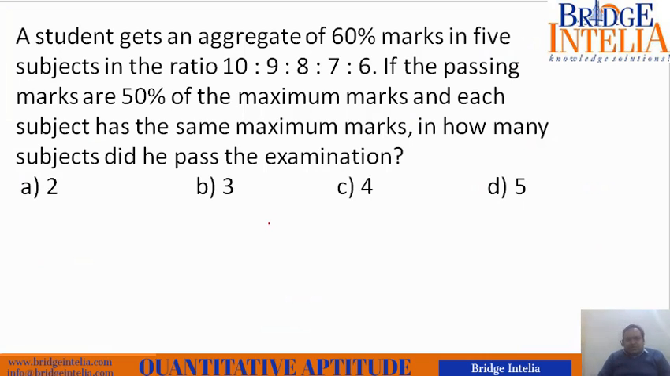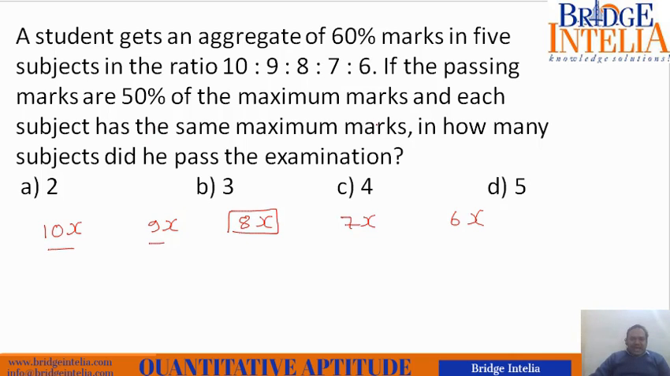A student gets an aggregate of 60% marks in 5 subjects in the ratio 10 is to 9 is to 8 is to 7 is to 6. So in 5 subjects, assume the marks that this guy has got to be 10x, 9x, 8x, 7x, 6x. If you find the average marks of these 5 subjects, 8x will be the average. You can see this is in the middle, consecutive numbers, so the middle number 8x is the average.